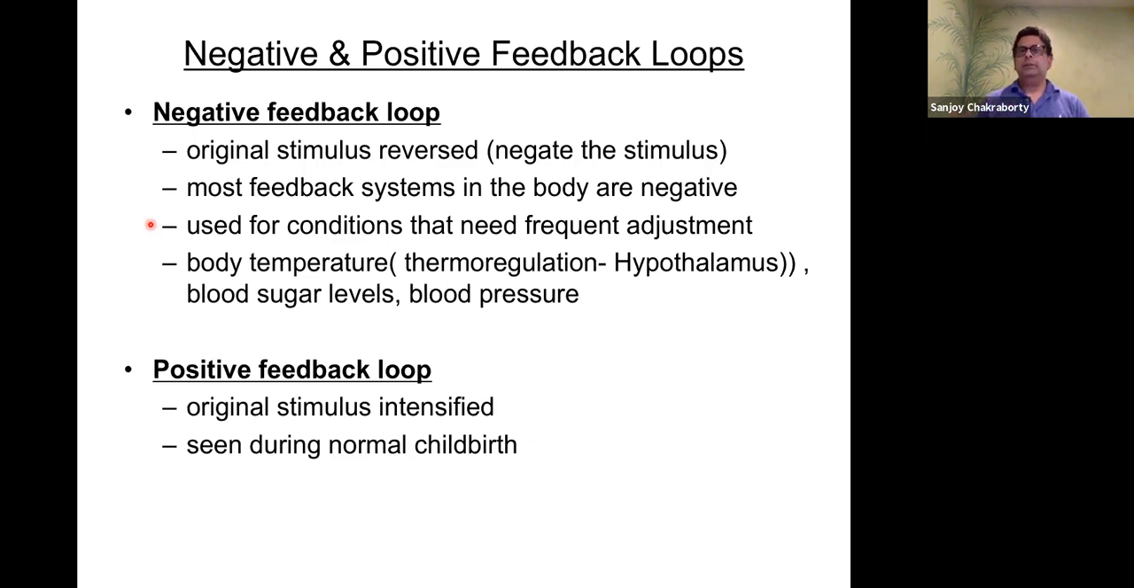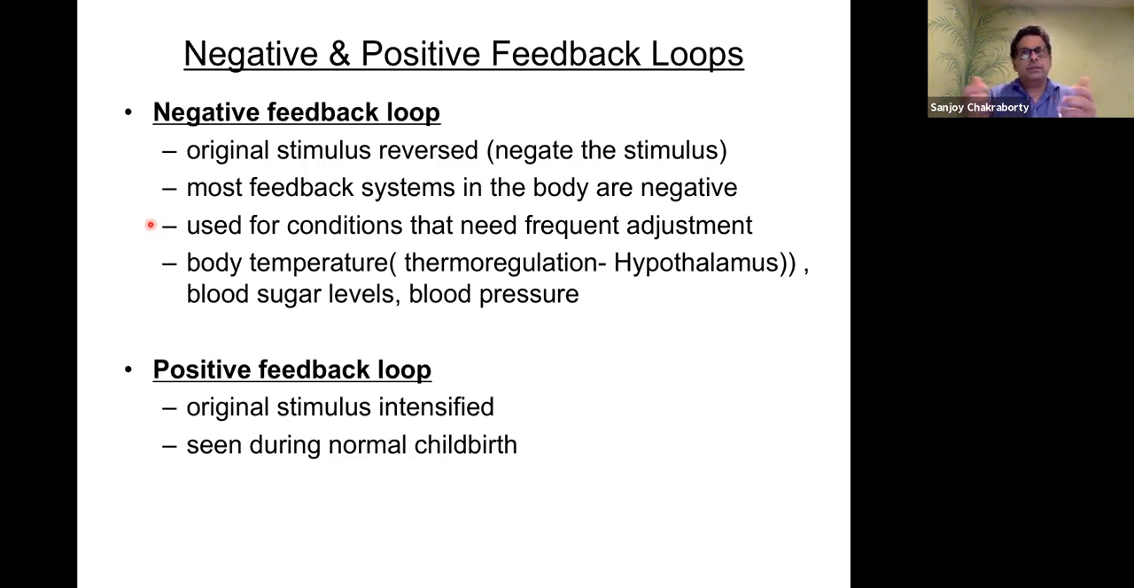Easy example: you are hungry. As soon as the hunger center in your brain gets activated because you did not eat for a long time, you want food. Now what does food do? Food suppresses your hunger, meaning the food is negating the hunger. So that's negative feedback.